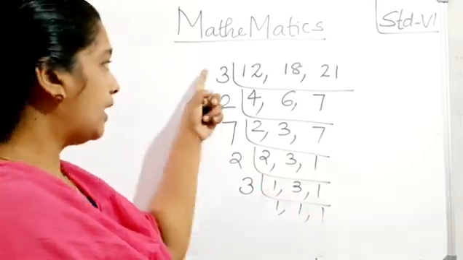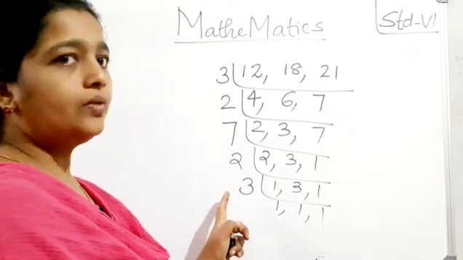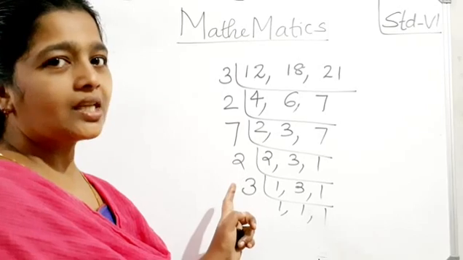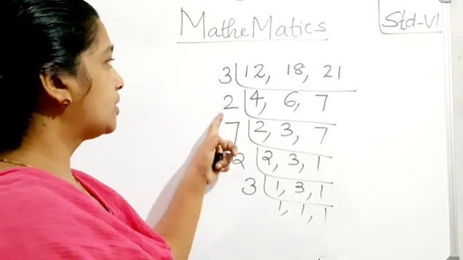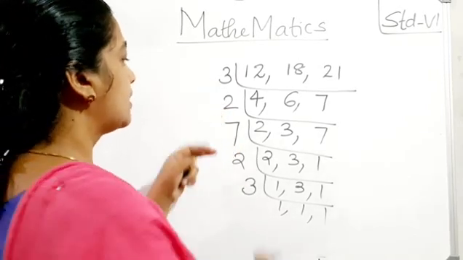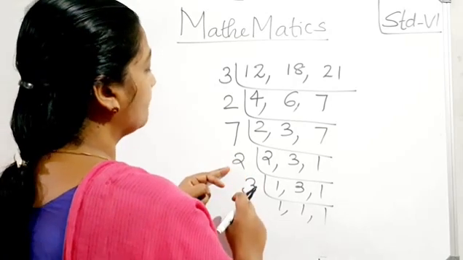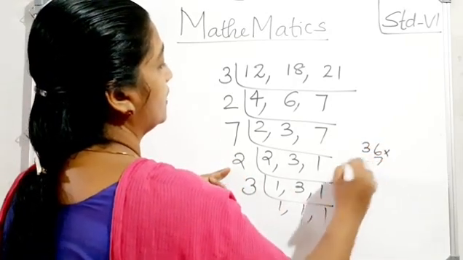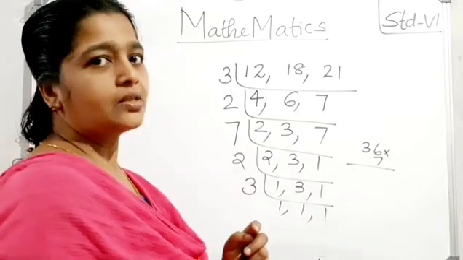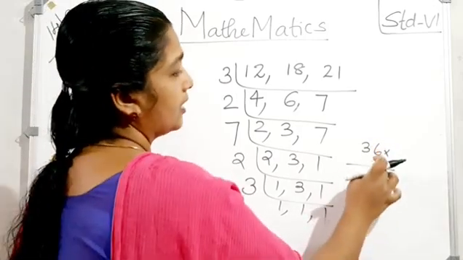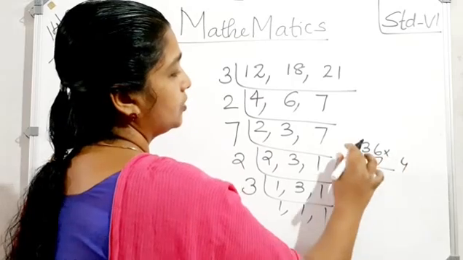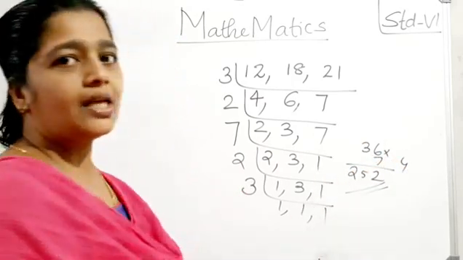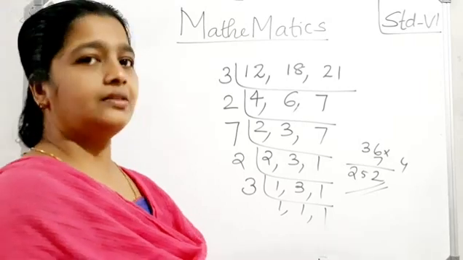Then you multiply these numbers and you will get the LCM. You can solve this question. So 2 into 3 is 6, then 6 into 2 is 12, 12 into 3 is 36, then 36 into 7. So 252 is the LCM of the given numbers.